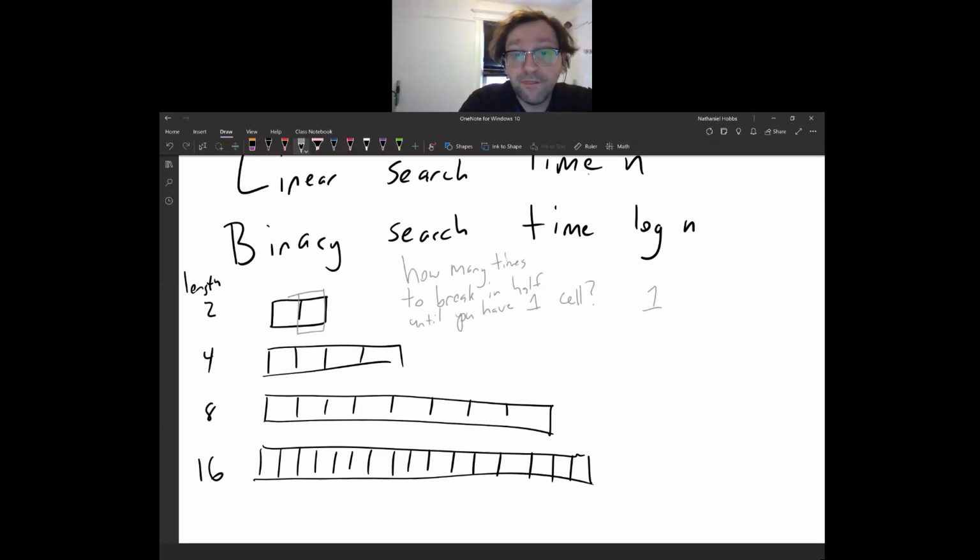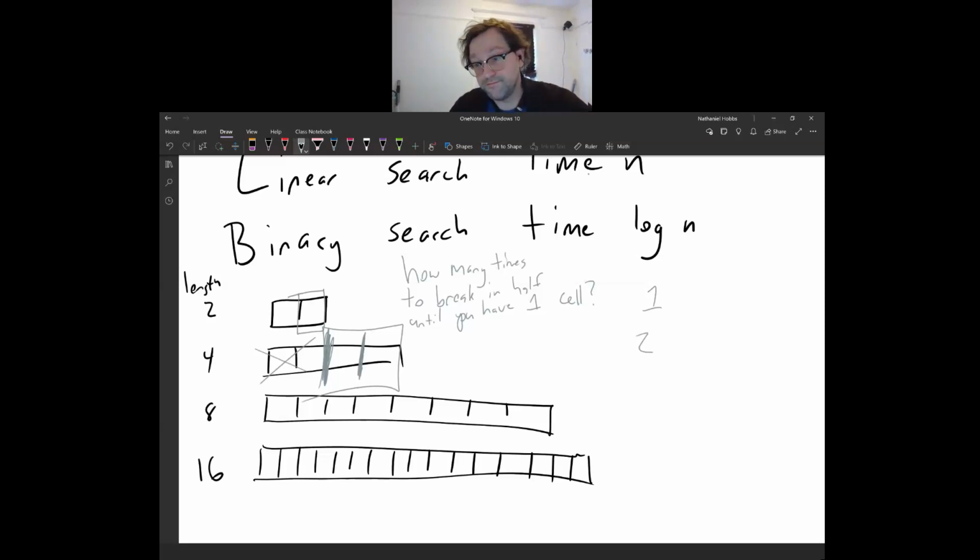In the case of 4, you break it in half, right? So you have 4 things, break it in half, now you have 2 and 2. Throw one of them out, because that's what the binary search does, and now you have something of length 2. You break it in half again, and now you're left with single pieces. So this takes 2.